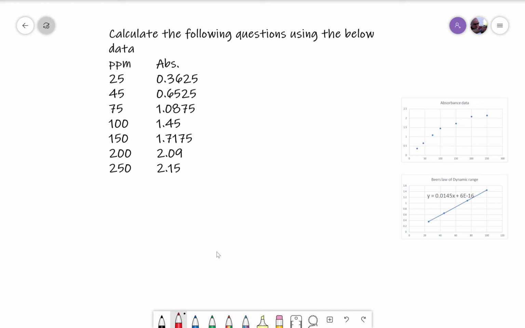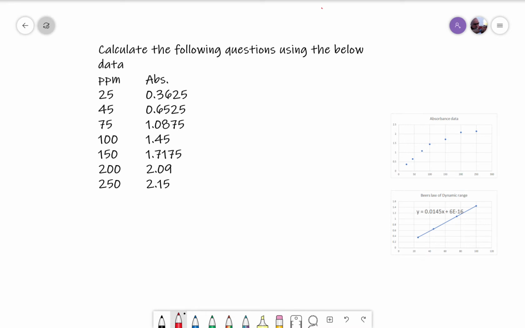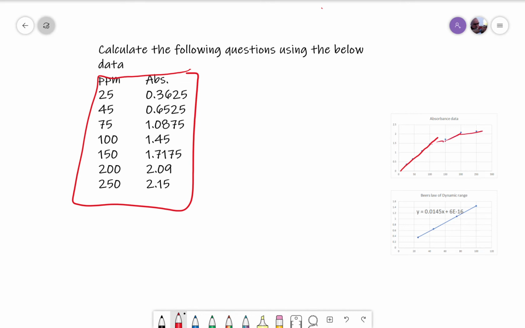Given the Beer's Law data acquired for this compound, calculate some of the following problems. The problem that is encountered with this data is that if you plot it, you'll see that there is a linear relationship which starts dropping off after 100 ppm.